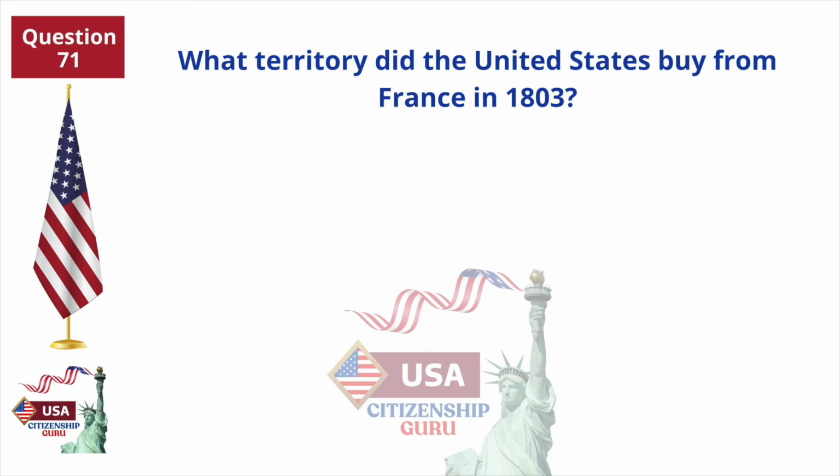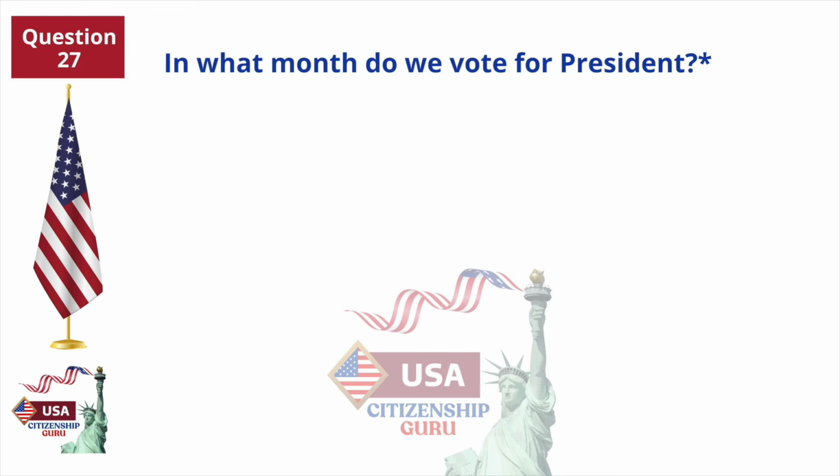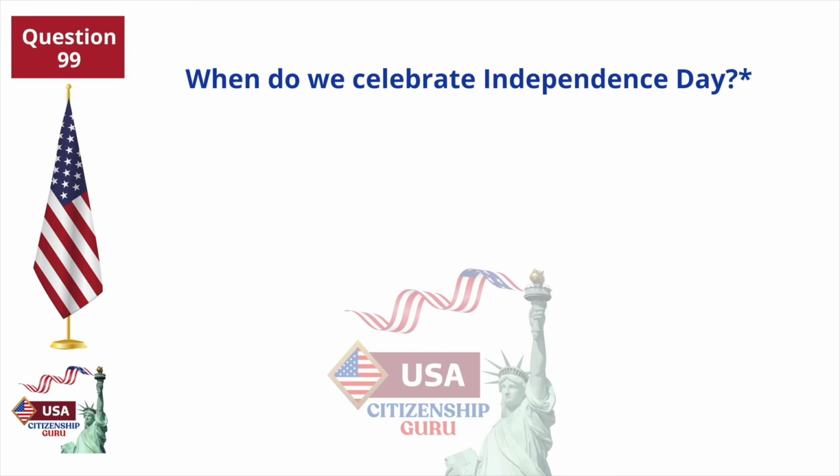What territory did the United States buy from France in 1803? The Louisiana Territory. When was the Constitution written? 1787. In what month do we vote for president? November. When do we celebrate Independence Day? July 4.